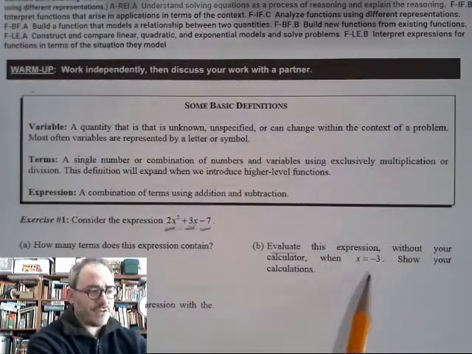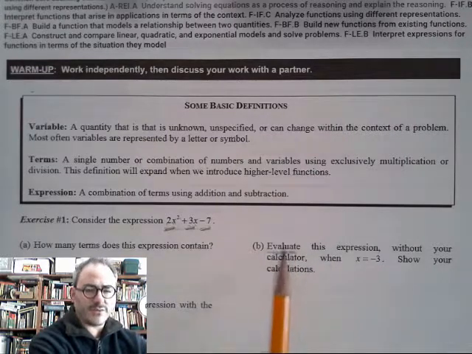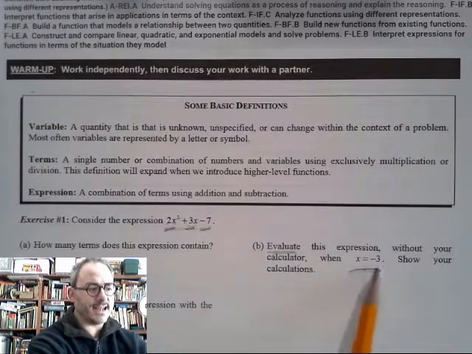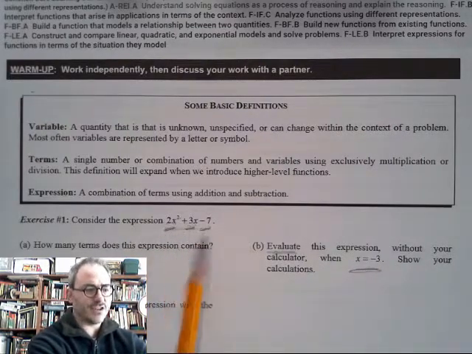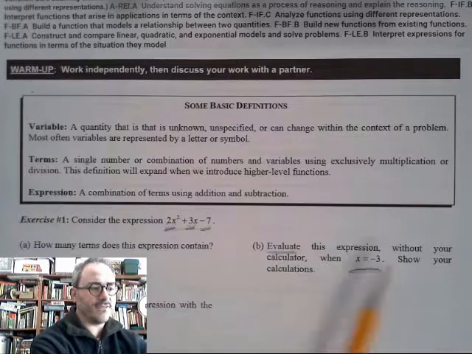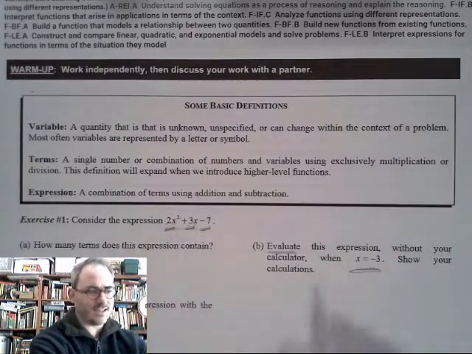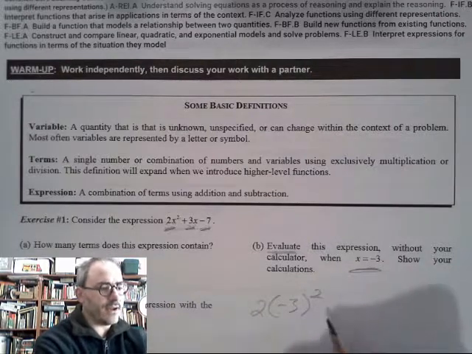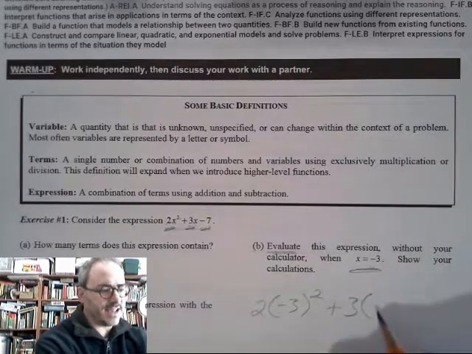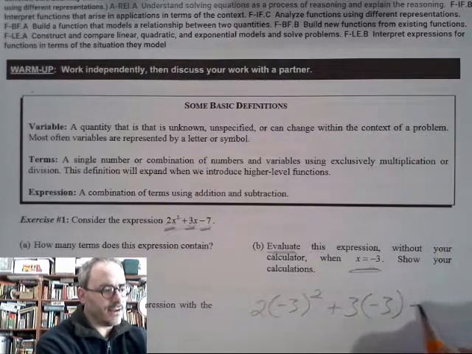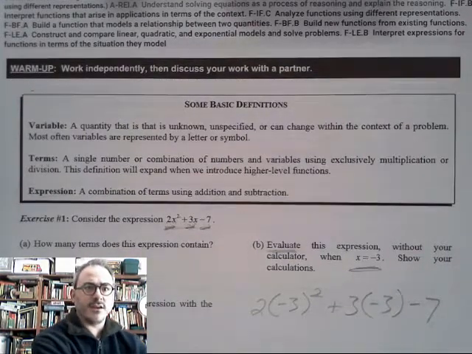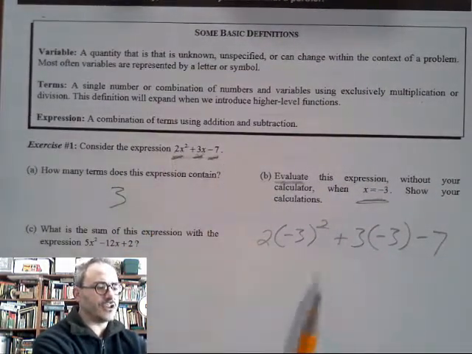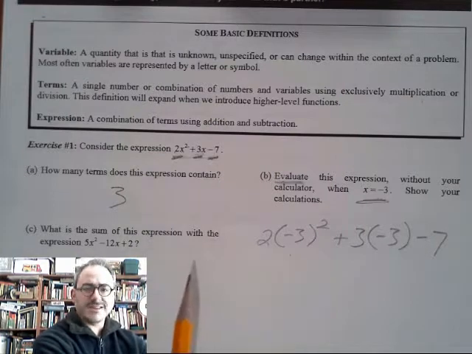Let me try to show you how I would do this. Evaluation. Now, do you remember what evaluation means? Evaluate means we are going to plug this in and find out what the output is for this function. So if I plug in negative 3 every time I see x in this function, I'm going to get 2 times negative 3 squared plus 3 times, again I see x, so I've got to plug in negative 3 in here, minus 7. Every time I see an x in this function, I'm plugging in negative 3. Now I just have to simplify this equation.